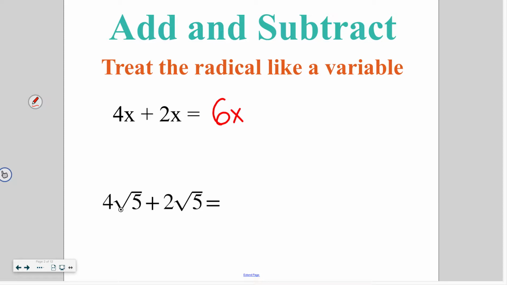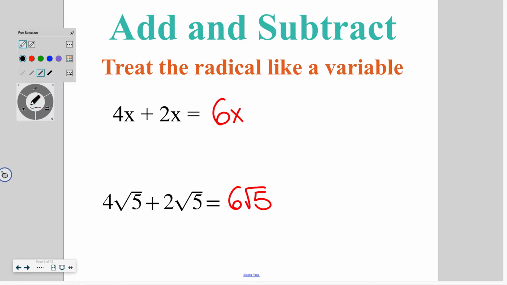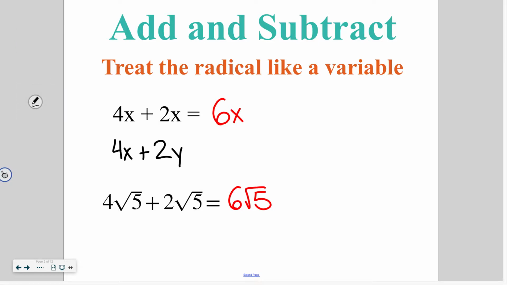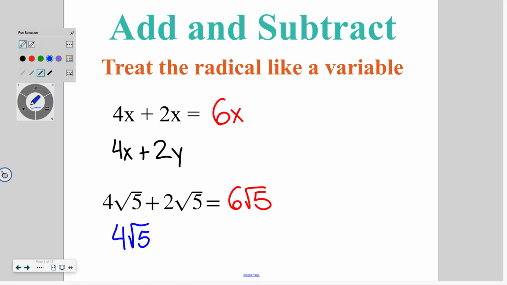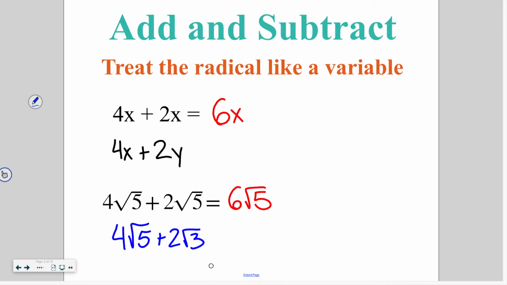If I have 4 square roots of 5, and I am adding 2 square roots of 5, that means I have 6 square roots of 5. The same rules also apply, so if I had 4x plus 2y, that's as simplified as we can go. We can't combine those like terms. Similar thing would happen if I had 4 square roots of 5 plus 2 square roots of 3. That's as simple as we can go because 5 and 3 don't match.